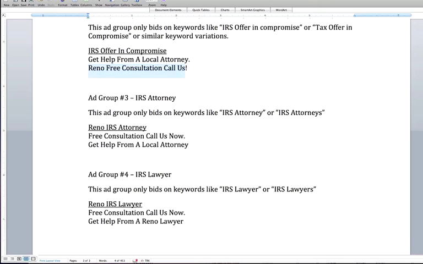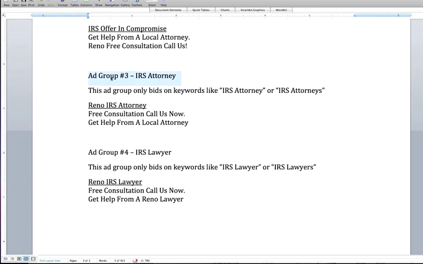Right? Okay, so next ad group would be IRS attorney. And this is interesting here. You see, ad group number 3 is IRS attorney. Ad group number 4 in this example is IRS lawyer. And the only difference here is that IRS attorney is if someone types in the word IRS attorney or IRS attorneys, why not have your ad be congruent and show IRS attorney?